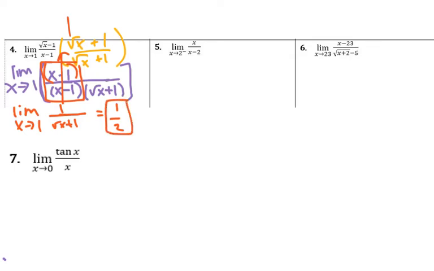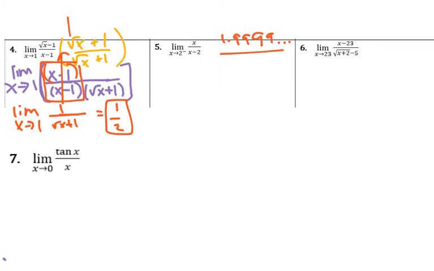Number 5 is interesting because it's asking us about a one-sided limit. So in this case, we're not going to factor anything. There's no conjugate. There's no special trig limit that's going to help us here. We just need to analytically think about what is happening. So if you think about what's happening in the numerator, as x is approaching 2 from the left, I'm at 1.99999. It's getting closer and closer and closer to 2.